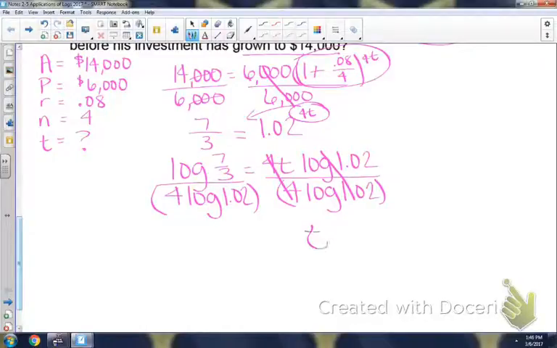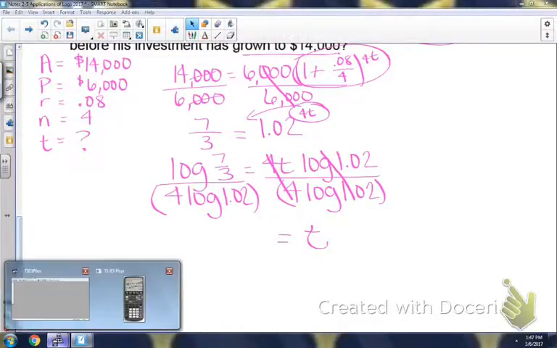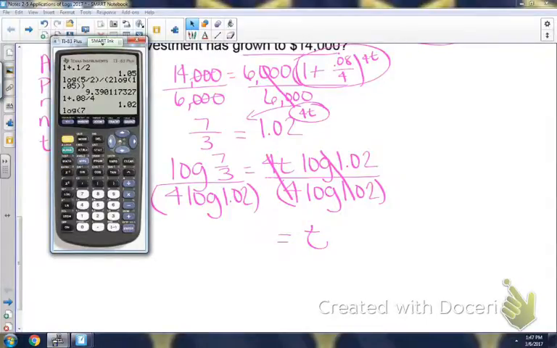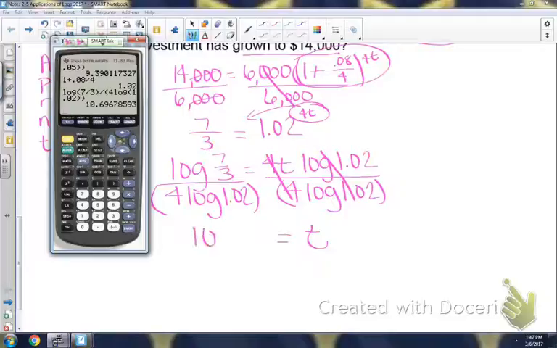So we have t equals, plugging it in, we have log of 7/3 divided by, open parentheses, 4 log of 1.02. Close that set and then close one more. You should get 10.697 years. If you wanted to check any of these, you could just plug it back into the formula. So do 6,000 times 1 plus 0.08 divided by 4, raise that to the 4 times that answer, and it should give you 14,000. So you can plug it back in and check it.